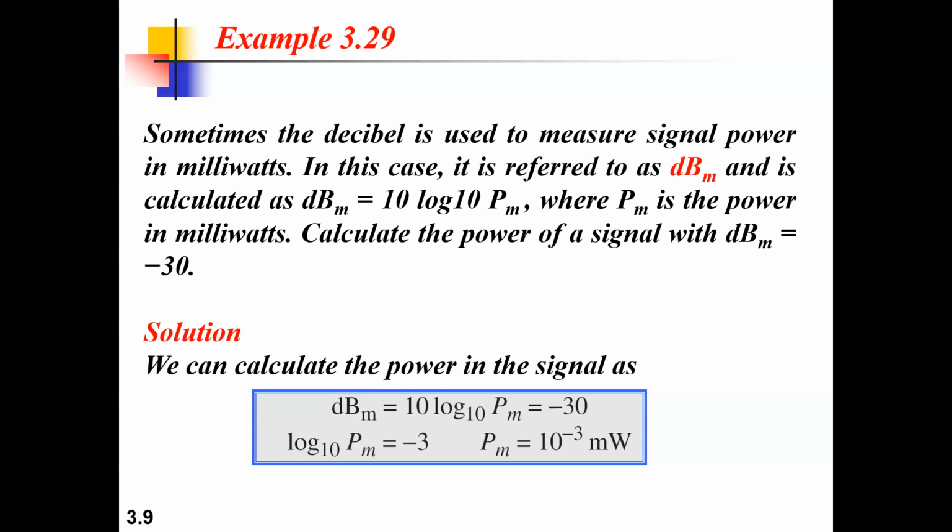Right. You can cancel, you're left with log base 10 of Pm is equal to negative 3. And then we can raise 10 to the power negative 3, which is equal to Pm. And what is 10 to the power negative 3? That is milliwatts, the same as 0.001 milliwatts. 10 to the power negative 3 is the same as 1 over 1000.